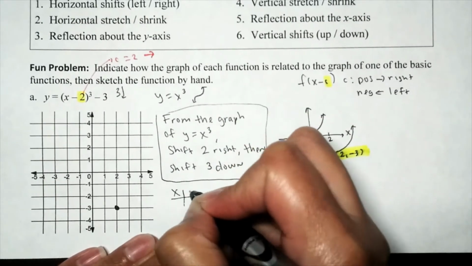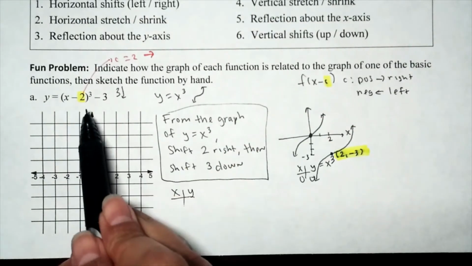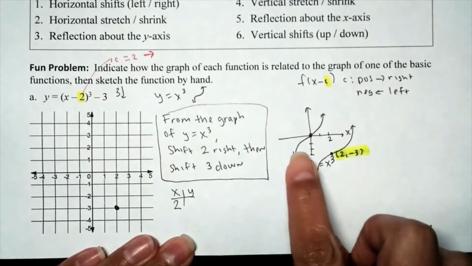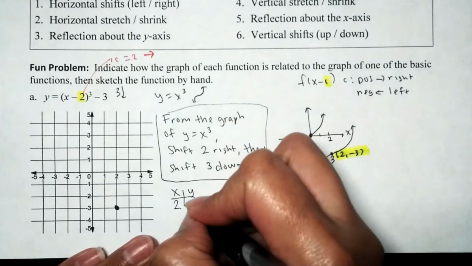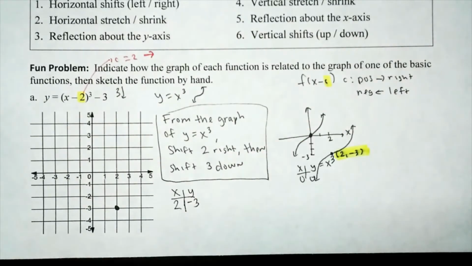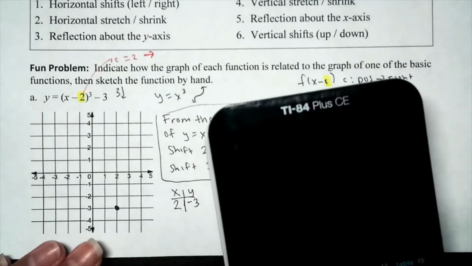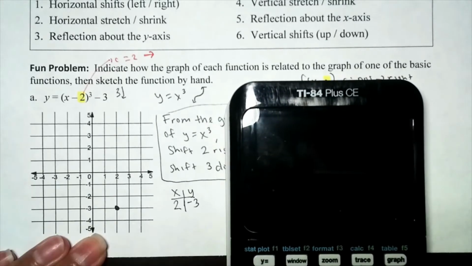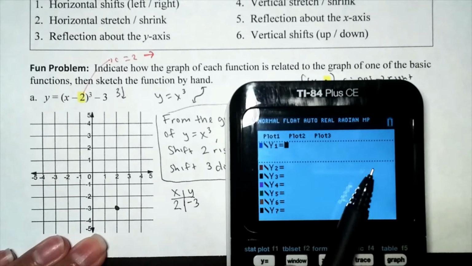So for our table of values, y equals the cube of x minus 2, less 3. When x is 2, according to our commands, y should equal negative 3. But let's go ahead and verify that. I'm going to go ahead, with your permission, and type in this function. Cool. Can you see it? Hope so.